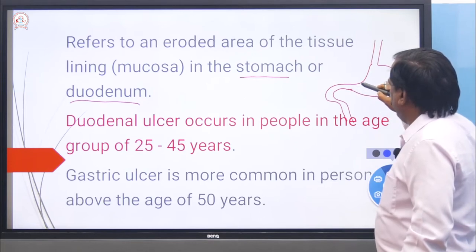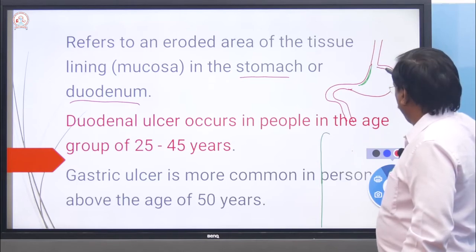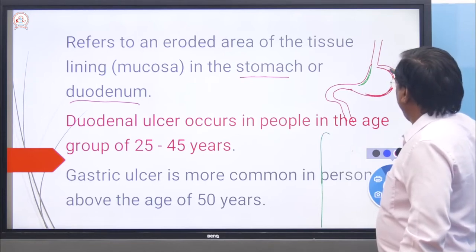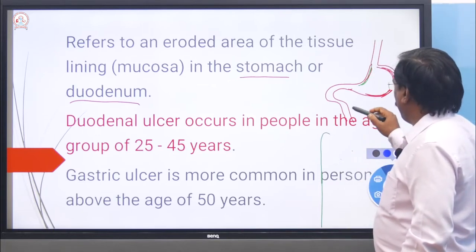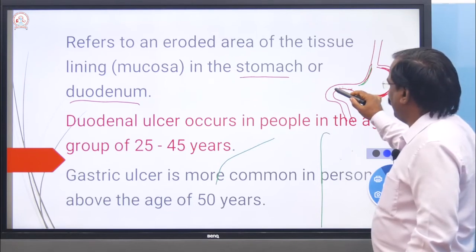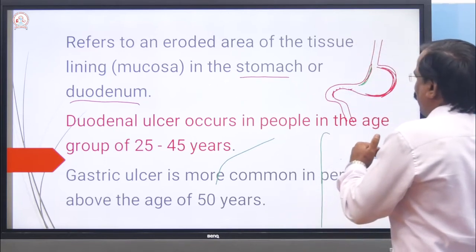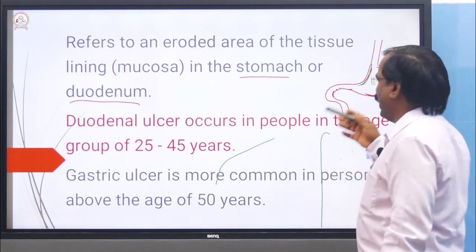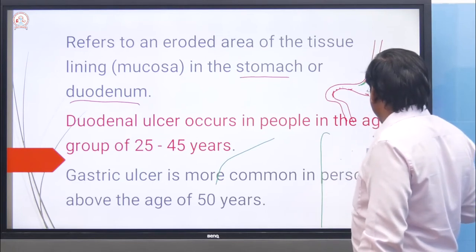Here, already you know, there is a mucous membrane that protects. So this mucous membrane gets damaged, in the stomach as well as the duodenal region. That inner mucosal lining, the innermost lining of the stomach and intestine, is eroded and damaged. That is called peptic ulcer.